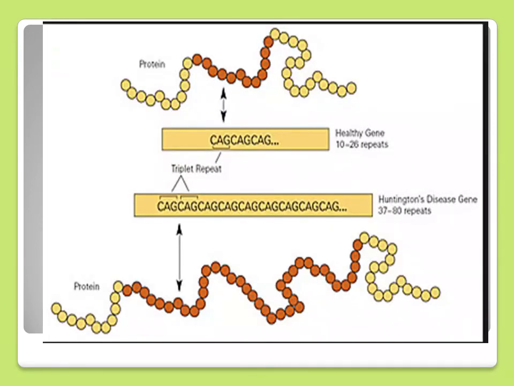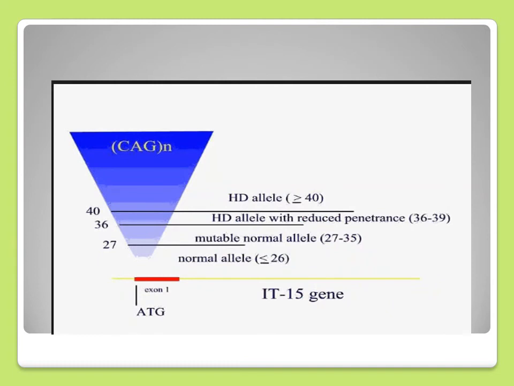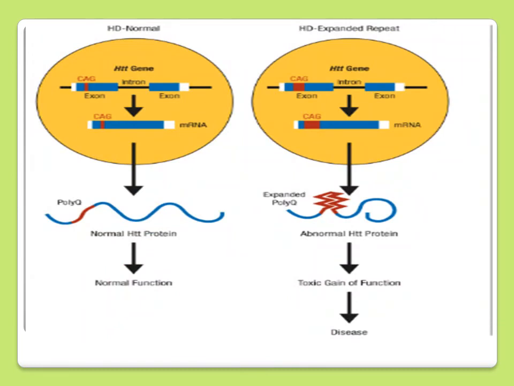This is a picture. In the upper one we see the normal expansions, 10 to 26, 34 accordingly, and in the lower one is the disease, which may reach 80 and sometimes 100 trinucleotide repeats. Normal 40 allele with reduced penetrance. That means an effect of the mutation has appeared in the gene. Mutant normal allele 27 to 35 with normal allele 26. Look at the normal expansions with normal number, and when there is an increase in trinucleotide expansion, it results in formation of the disease.